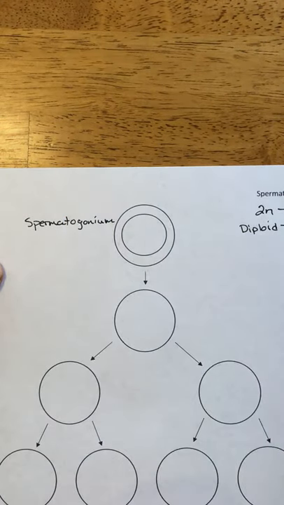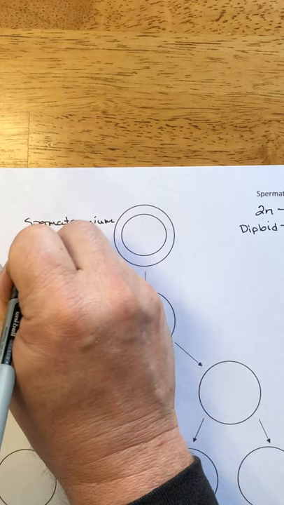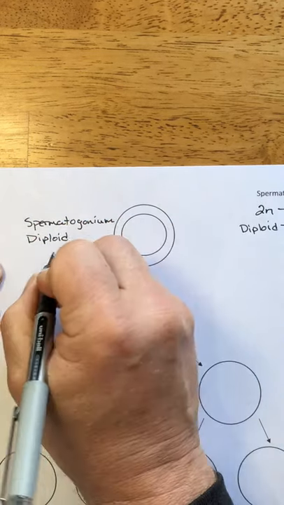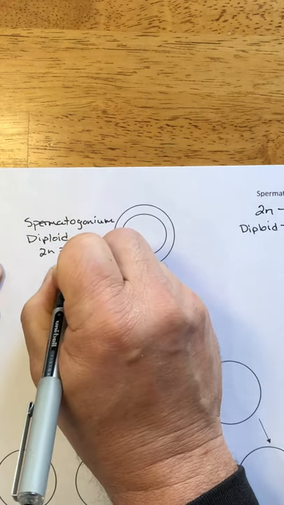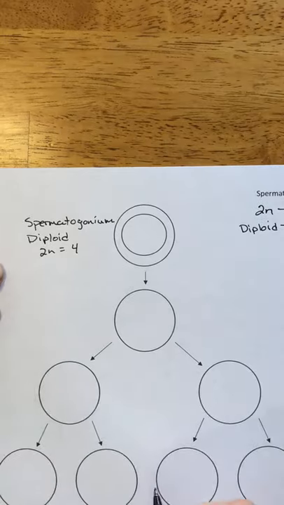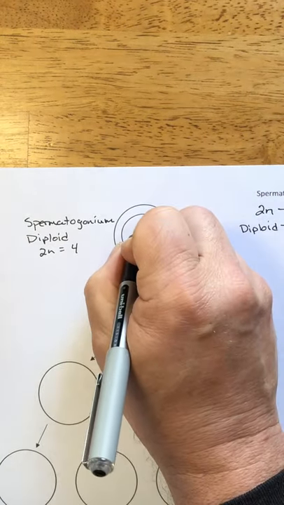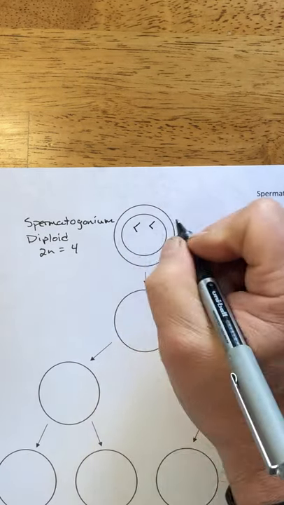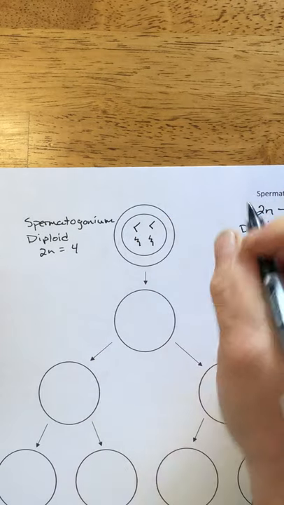And the spermatogonium is diploid. So it looks a whole lot like mitosis when we start out. So this is going to be a diploid cell. And we're only going to use a total of two pairs, or four total chromosomes, to follow this through the process. And so here's one of the pairs of chromosomes. There's the other. These are called homologous pairs.